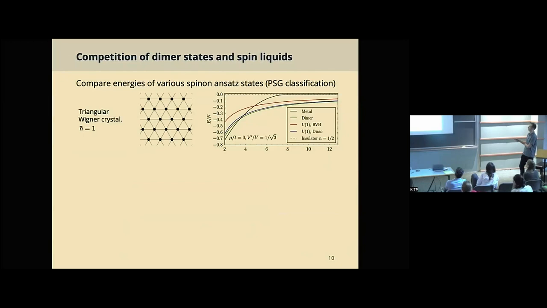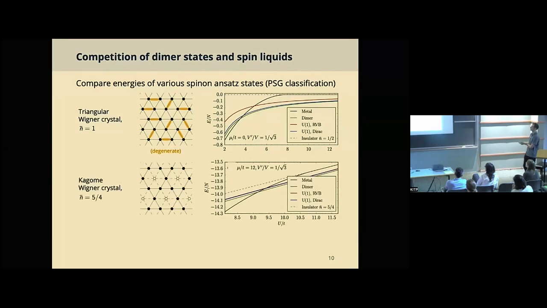And then the lowest energy state out of these different spin-phonon ansätze is a dimer state. This is a state where the spin-phonons have decoupled hoppings on neighboring sites, but you do not have any spin-phonon bands in this case. So this state here on the mean field level is completely degenerate. Any arbitrary dimer configuration of decoupled spin-phonon hoppings will achieve the same energy on a mean field level. So we can also do the same game on the Kagome-Wigner crystal, and we again find that this green curve here, the dimer state, is the lowest energy.